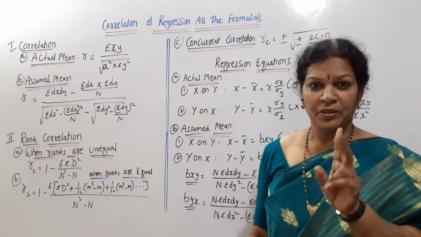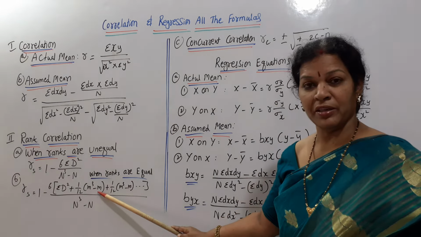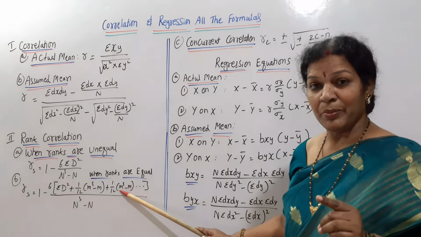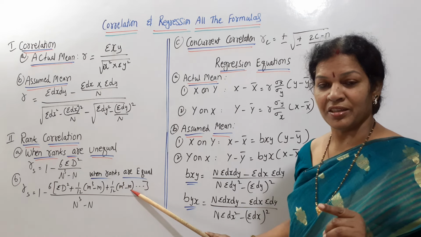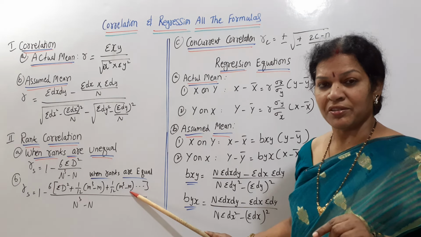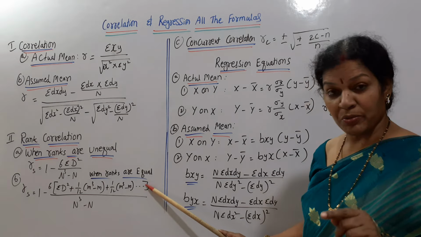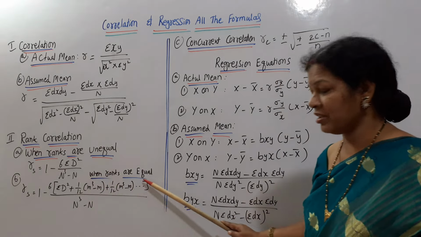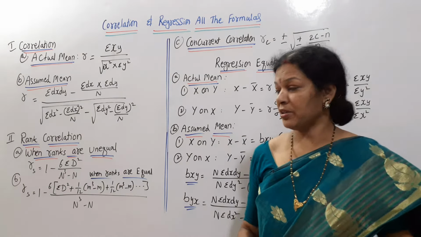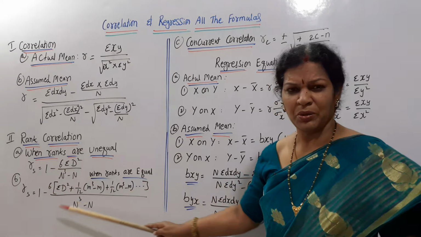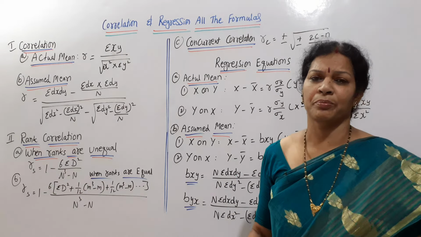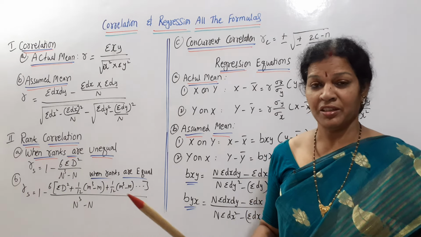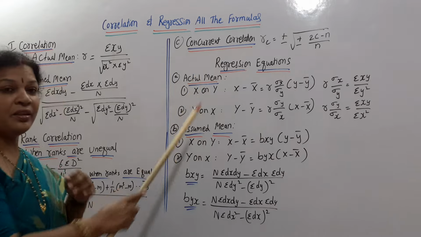Suppose one number is repeated 2 times, then that will be 2 cube minus 2. Another number repeated thrice, then m will be 3, 3 cube minus 3. And another number repeated twice, once again it comes plus 1 by 12 into 2 cube minus 2. Like this we extend as per the repetition of the numbers. Am I clear? The formula is the same, you only have to remember plus 1 by 12 into m cube minus m, and go on like this. Clear? Now next we will go for concurrent deviation.